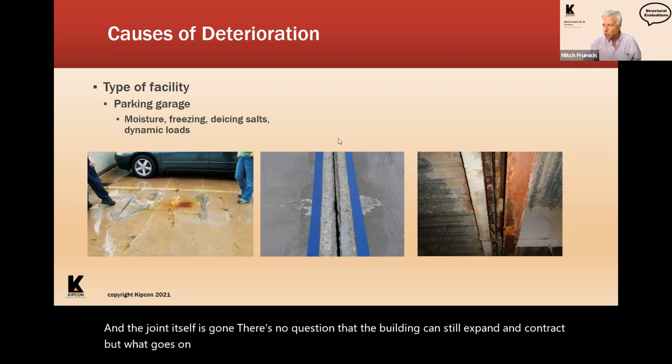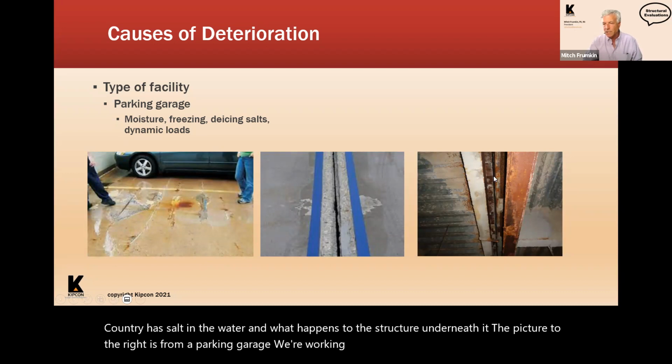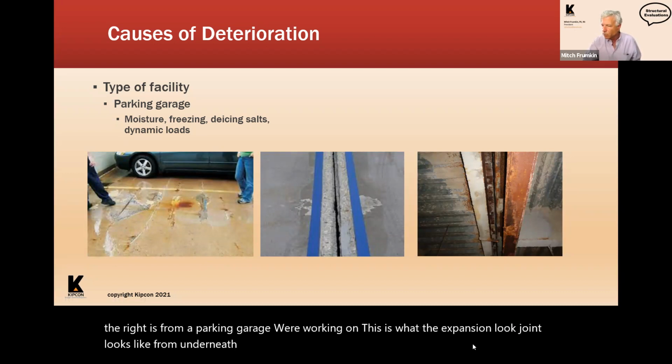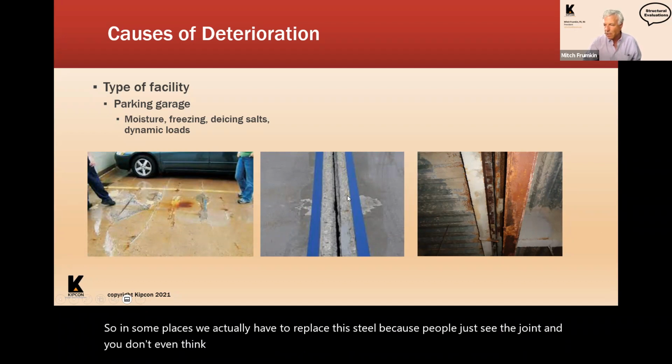The water goes through, and in a parking garage in this part of the country, it has salt in the water, and what happens to the structure underneath it? The picture to the right is from a parking garage we're working on. This is what the expansion joint looks like from underneath. The water has come through and it's rusting the steel significantly. So in some places, we actually have to replace the steel because people just see the joint and you don't even think about what's going on under it.